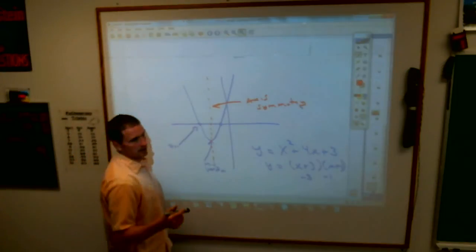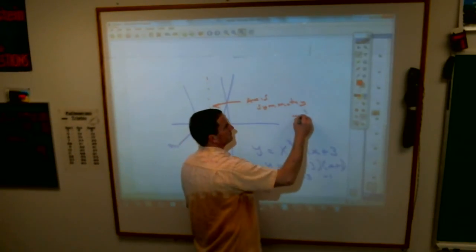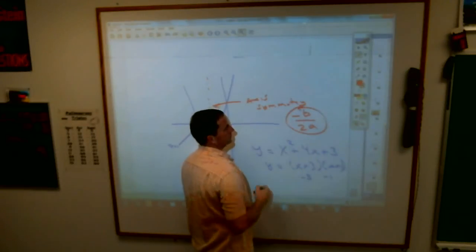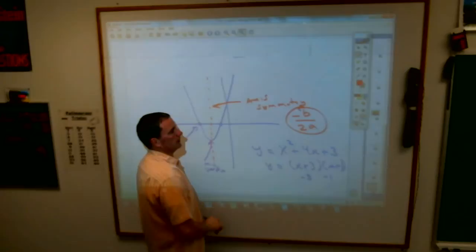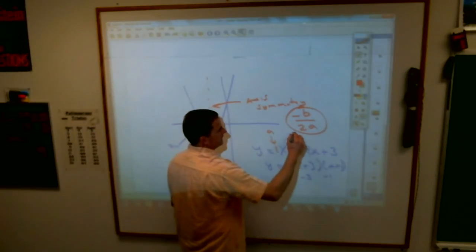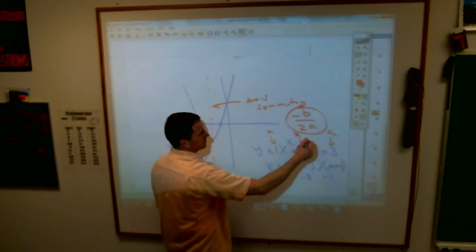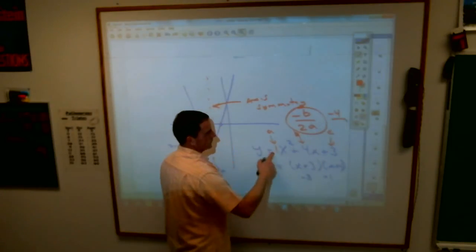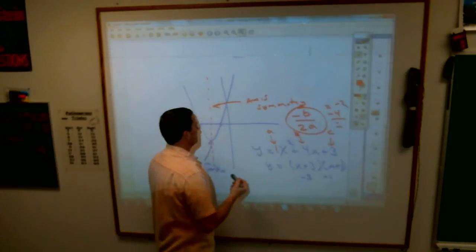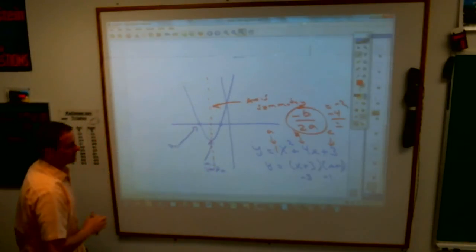Axis of symmetry is... who's got their shell hammer? Negative b over 2a. That's your formula to find that axis of symmetry. Which means this is your a, this is your b, and that is your c. We don't have a c there. Negative b, which is -4, over 2 times a, which is 2. My axis of symmetry is -2, which, oh look, my axis of symmetry goes right there at -2.